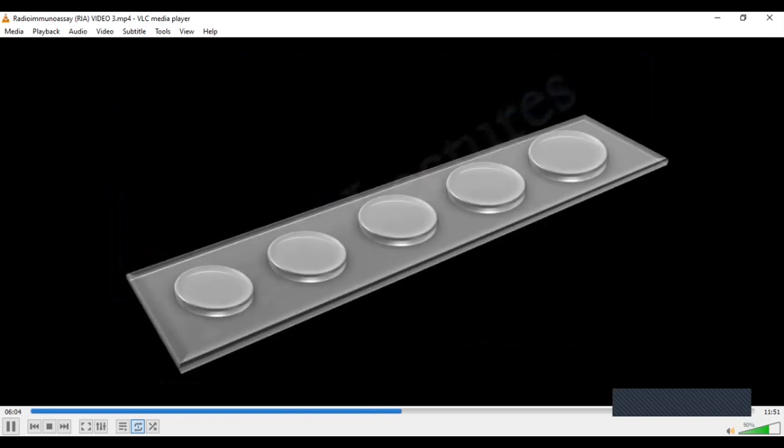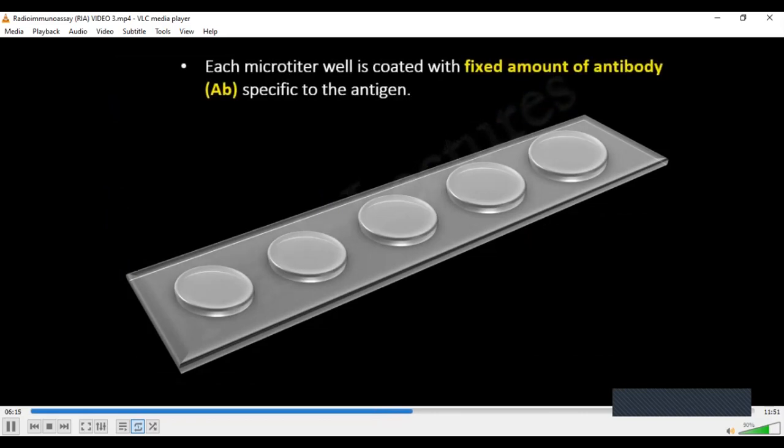First, we take a microtiter plate. To keep this illustration simple, we are showing only 5 microtiter wells. In each well we will immobilize a fixed amount of antibodies, specific to the test antigen. Let's say 3 antibodies are fixed in each microtiter well. Thus, the concentration of antibody is constant in all these wells.